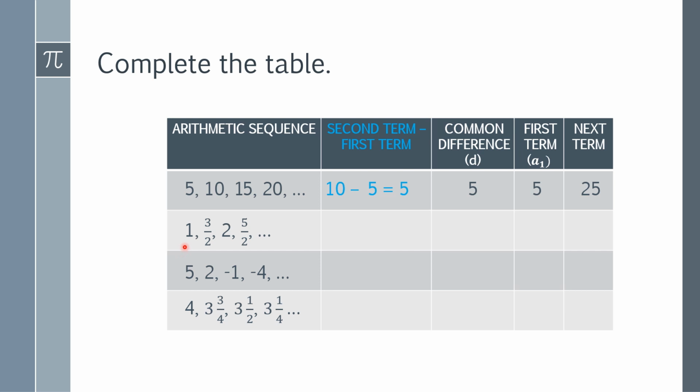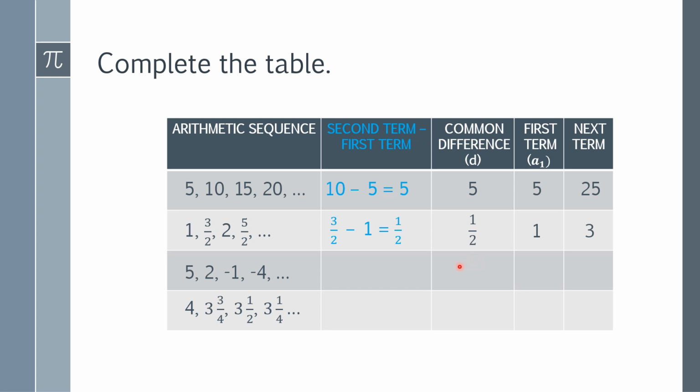Next, 1, 3 over 2, 2, 5 over 2. Take note, 3 over 2 is 1.5 in decimals. 5 over 2 is 2.5 in decimals. So to get the common difference, we will have the second term minus the first term. So that is 3 over 2 minus 1, and that is 1/2. So our common difference is 1/2. Our first term is 1, and the next term after 5 over 2 is 5 over 2 plus 1/2, which is 3.